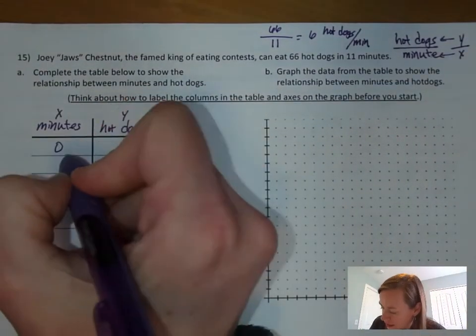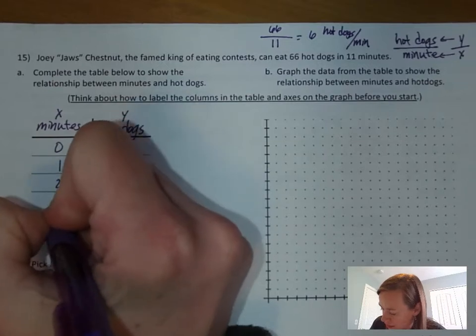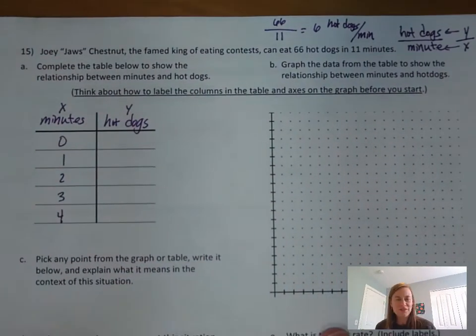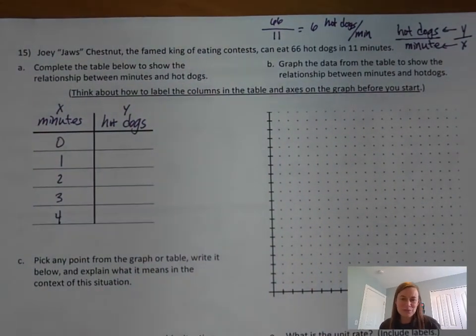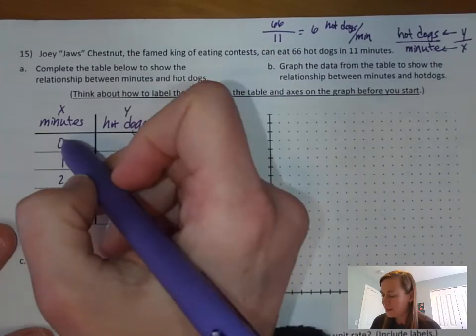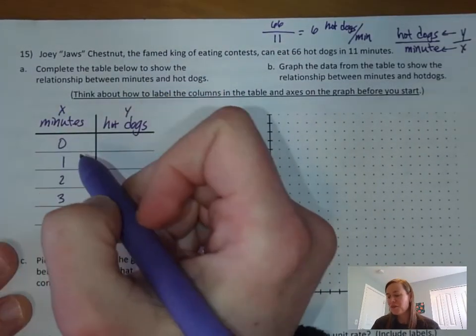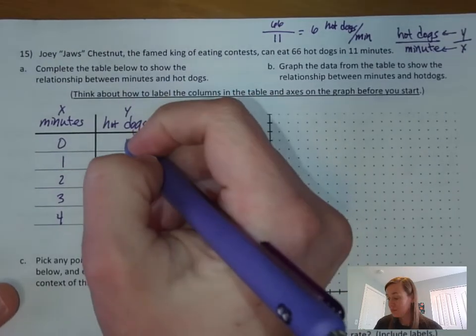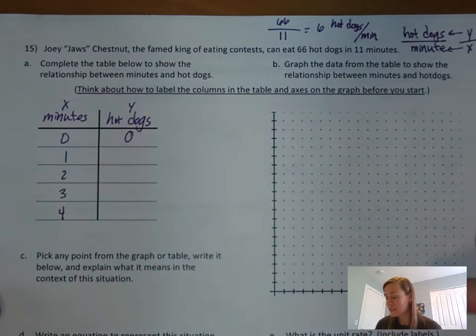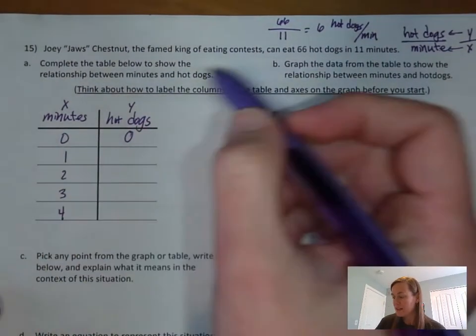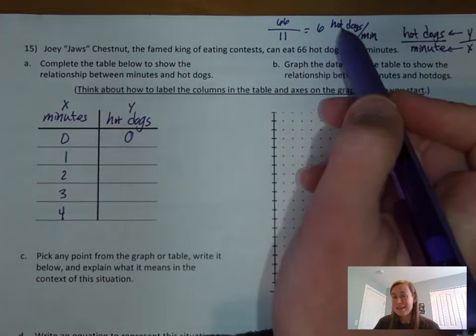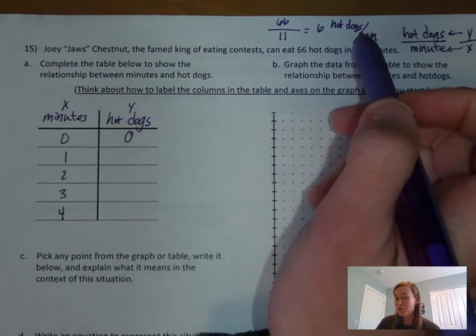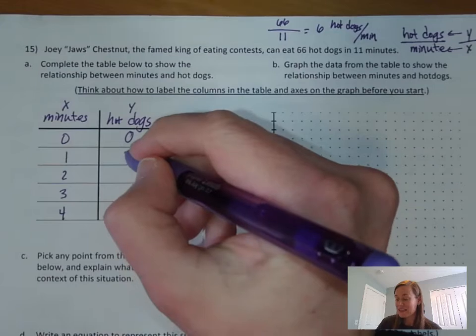Now, what are we going to use for our data? Let's do 0, 1, 2, 3, and 4. Now, you might want to fill this out differently, but it's handy this way. You can do it however you want, though. So how many hot dogs has he eaten after 0 minutes? 0, right? Because he hasn't even started yet. But after 1 minute, how many has he eaten? Well, he can eat 6 hot dogs per minute. So after 1 minute, he has eaten 6.